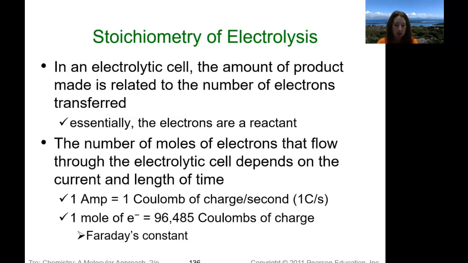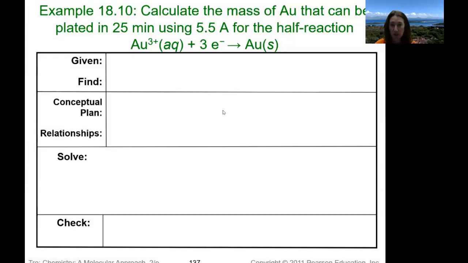There's a couple conversions you're going to need to know. First of all, that 1 amp is 1 coulomb per second, and 1 mole of electrons is 96,485 coulombs. And that's called Faraday's constant. You do not need to memorize it. So let's look at how we do stoichiometry. It's very simple. You just have one new piece, just a couple extra conversions. So it's a little like a reminder of 219 and 209, some stoichiometry.